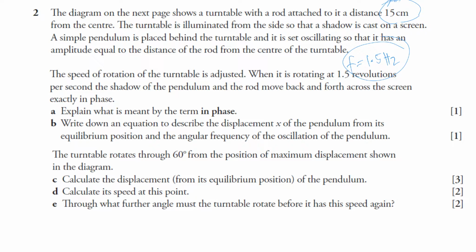Now you can calculate your omega in this case. So your omega, because we will explain it later on, omega is 2 pi times f. So your omega here is just actually 3 pi. Take note, we'll be using this omega later on.